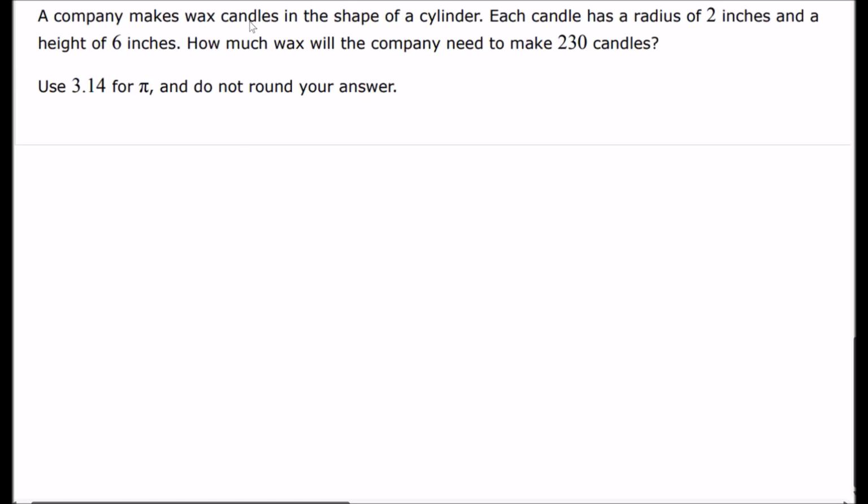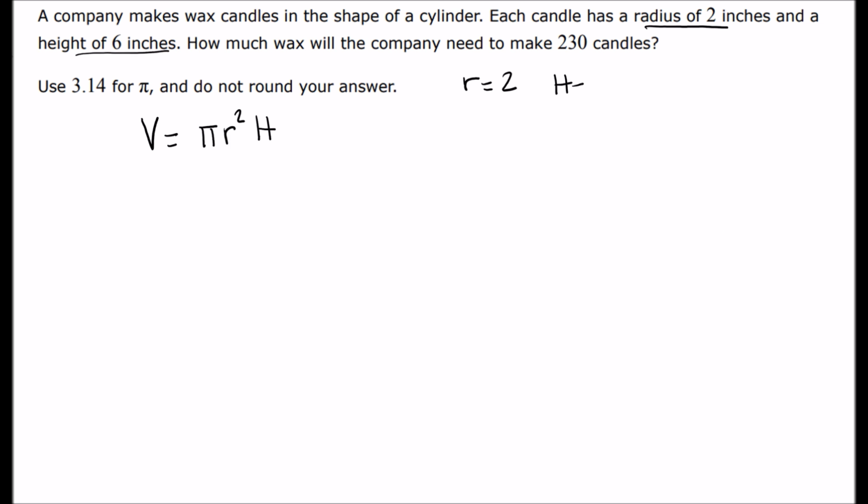So a company makes wax candles in the shape of a cylinder. Each candle has a radius of 2 inches and a height of 6 inches. How much wax will the company need to make 230 candles? Okay, so we got the volume is pi r squared h for a cylinder. And the radius is 2, so we got r equals 2. We have the height is 6 inches, and we can plug it in.